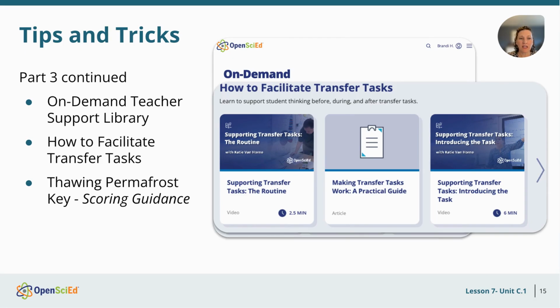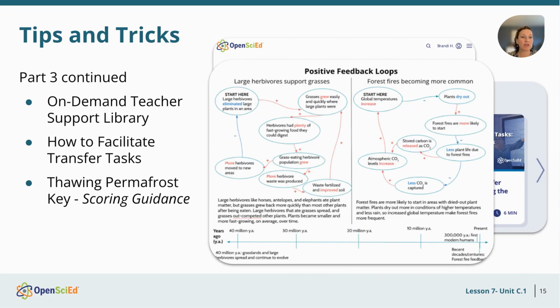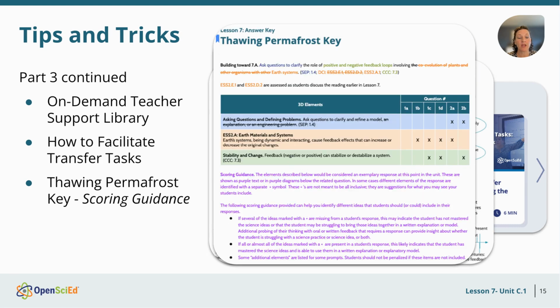When I facilitate the permafrost task, I find that it's useful to allow my students to use some notes while they're taking their transfer task. I make sure that my students have completed progress tracker and access to the feedback loops infographic to reference while they're completing the assessment. In the Lesson 7 Google folder, there is a thawing permafrost key available to provide you with some scoring guidance.